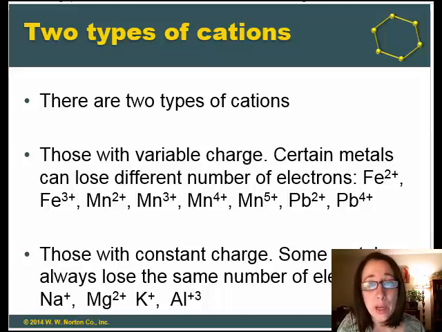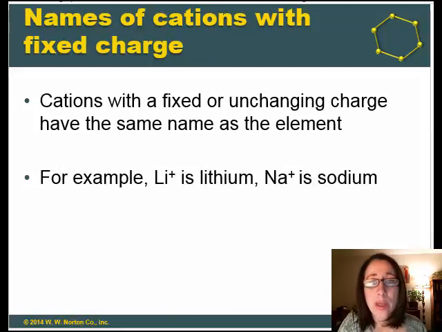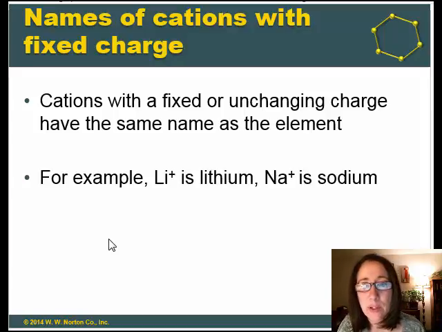Now there are some metals that always lose the same number of electrons, and those have what we call a constant charge. Some examples of those are sodium plus 1, magnesium plus 2, potassium plus 1, aluminum plus 3. The names of cations that have a fixed charge are the same as the name of the element. So for example, Li plus always has a charge of plus 1. The name of that cation is lithium. Na plus always has a fixed charge, so Na plus has the name sodium.